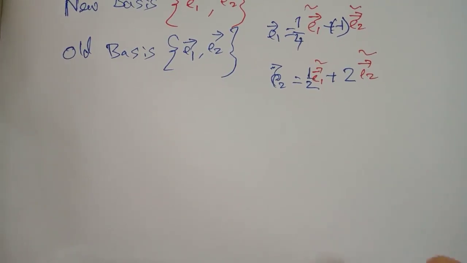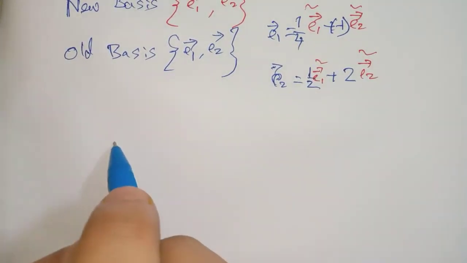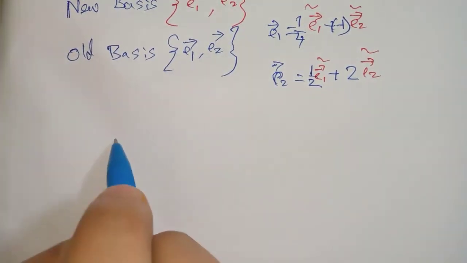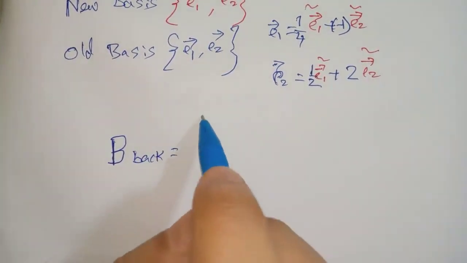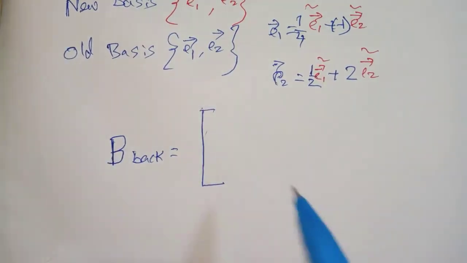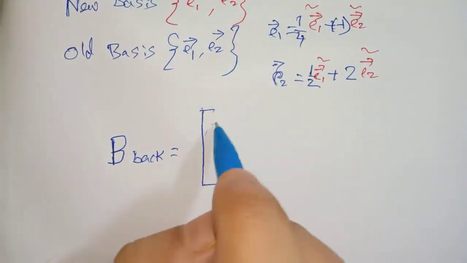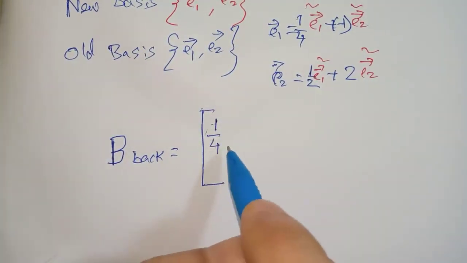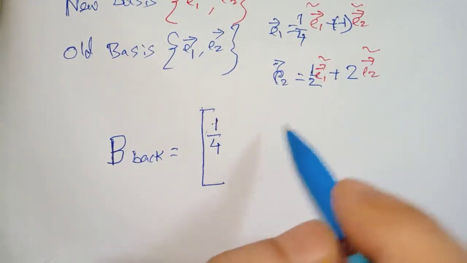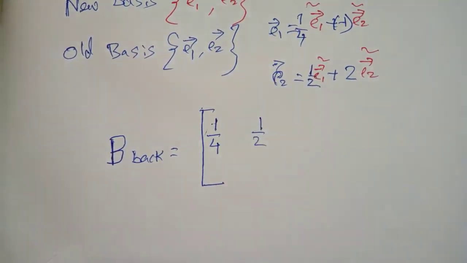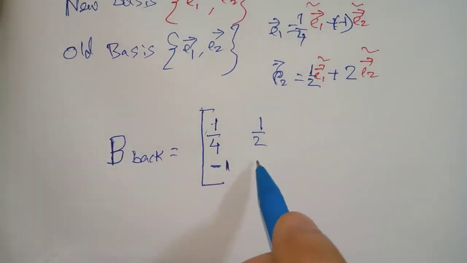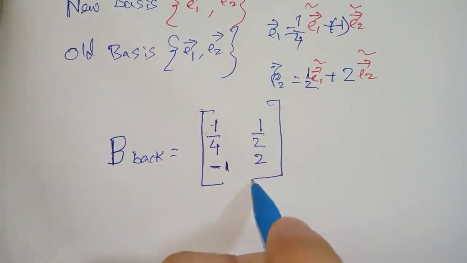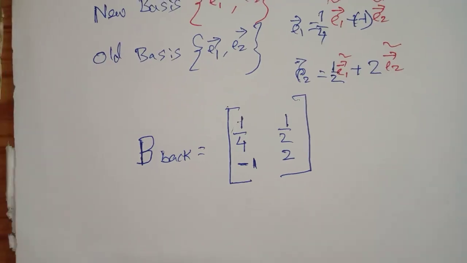Okay. So here what we can do is write the back, B for backward transformation, and I can put it in a kind of matrix, which would be 1/4, and then one half. And then comes the lower one, -1 and 2. Right, so this you see is the backward.